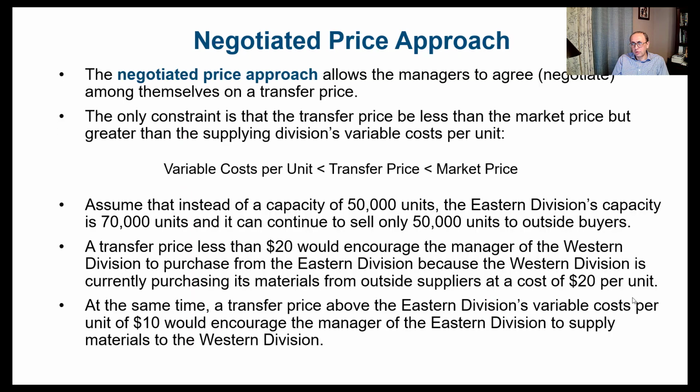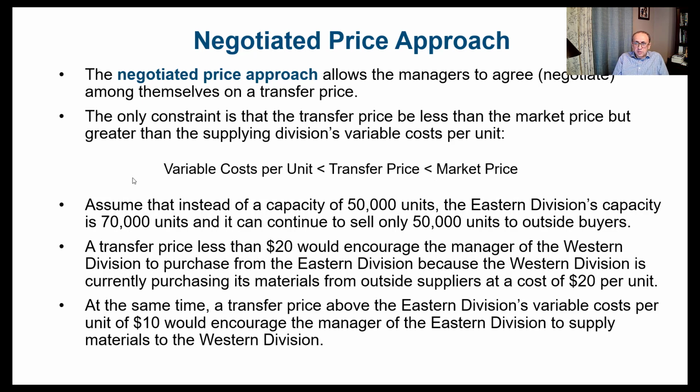Now let's go over the negotiated price approach. The negotiated price approach allows the managers to agree or negotiate among themselves on a transfer price. The only constraint is that the transfer price has to be less than the market price, but also greater than the supplying division's variable cost per unit. So the transfer price has a range. The minimum is the variable cost per unit and the maximum is the market price.